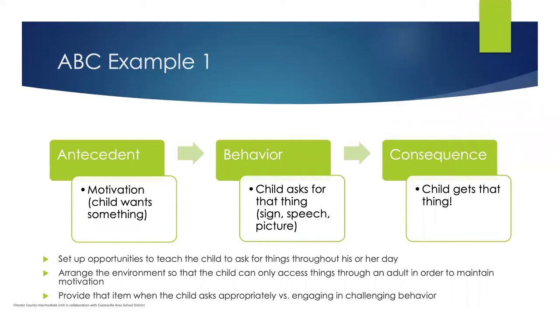Here's an example looking at the ABCs when your child is requesting. The antecedent is your child wants something or they're motivated by something. The behavior is your child asking for that item, and then the consequence is your child gets access to the item they wanted. When we look at this specific ABC chain, we can manipulate the environment to set up opportunities to contrive motivation for items and actions throughout the day, so your child has the opportunity to practice the behavior of requesting. By providing positive reinforcement in the form of access to the preferred item, your child's requesting is likely to occur more in the future.